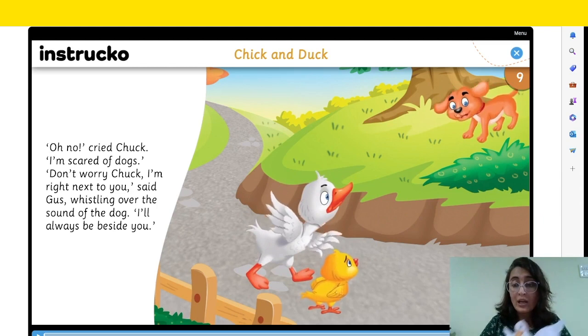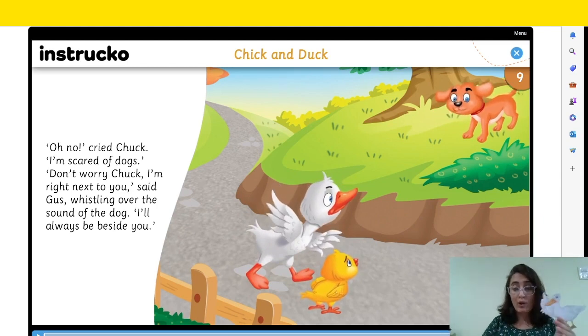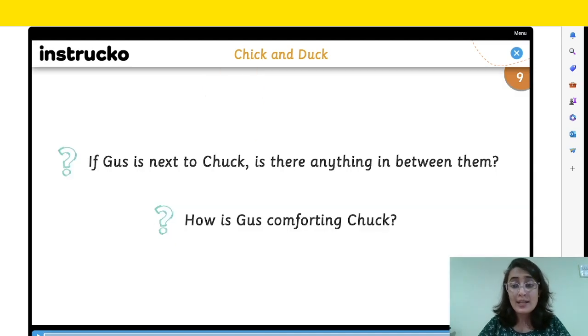See, again, first they had a problem when there was a water puddle. At that time, what did Gus say? Gus said that I will always be next to you, right? Now they are facing another problem, which is a big scary dog. And see, still Gus is promising his friend Chuck that he will always be beside him. So isn't Gus a really good friend?